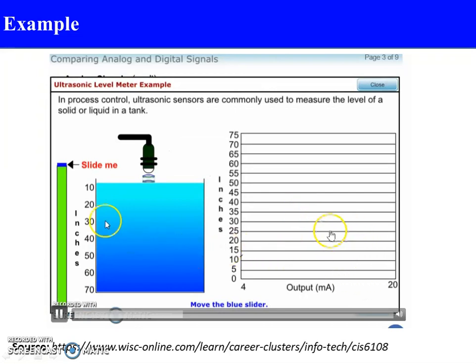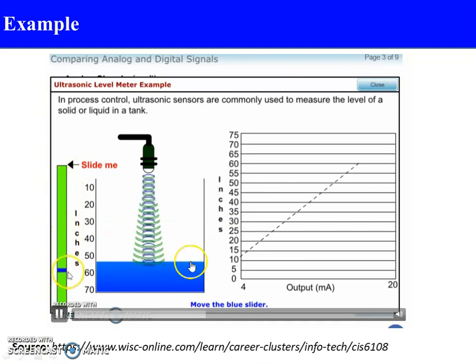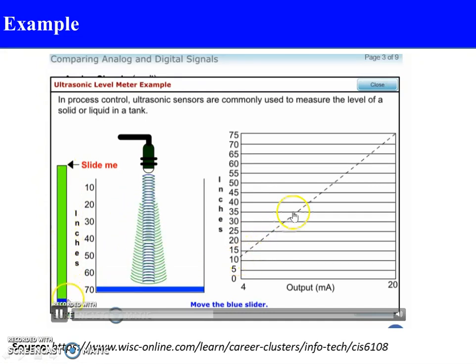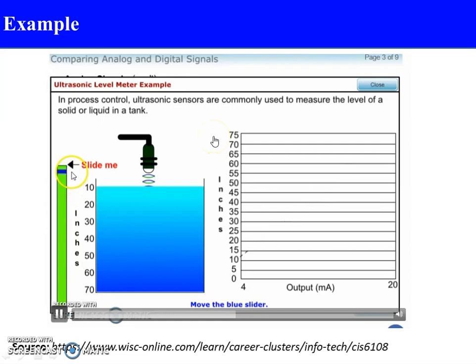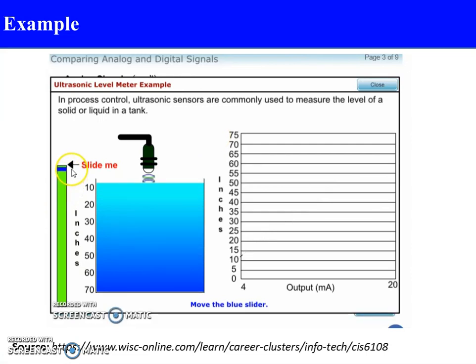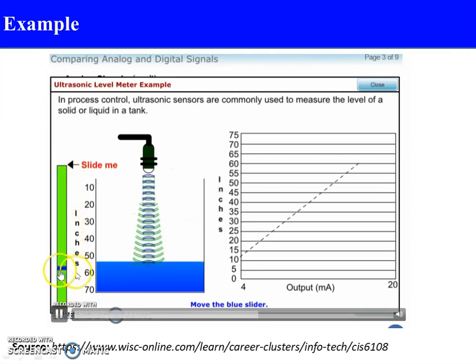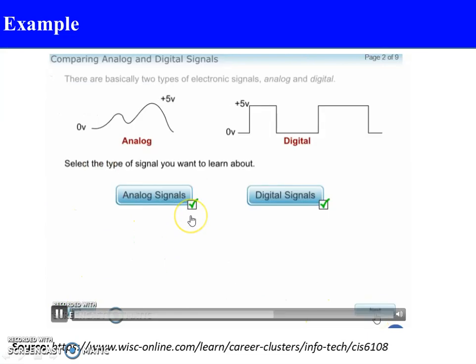Now see a level example. If you change this slide bar, it will change the level of water inside the tank, and that's why the output will vary continuously over time. So these two are examples of a continuous or analog signal. By continuously varying this level, some output current is measured.